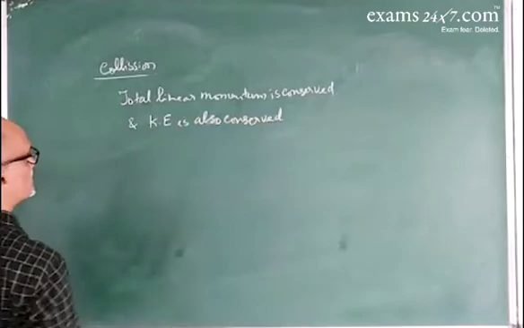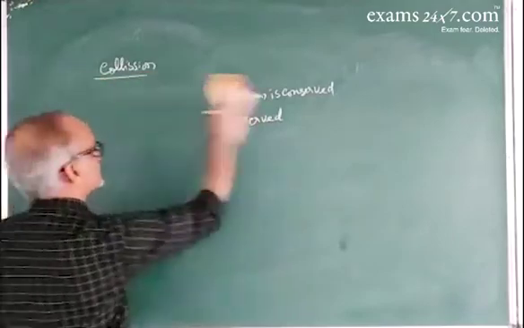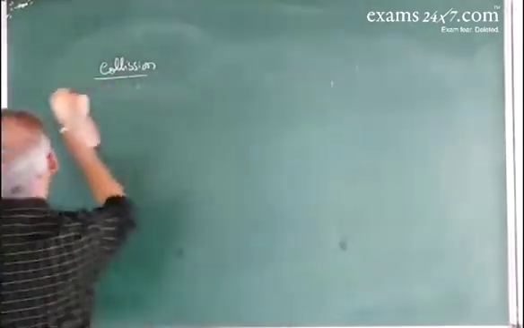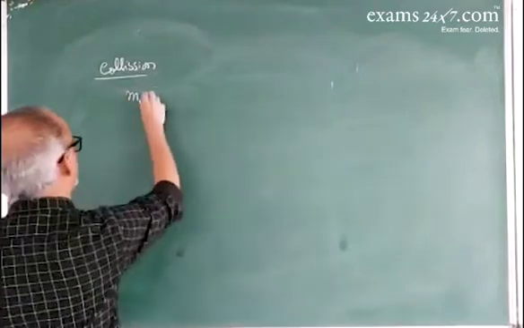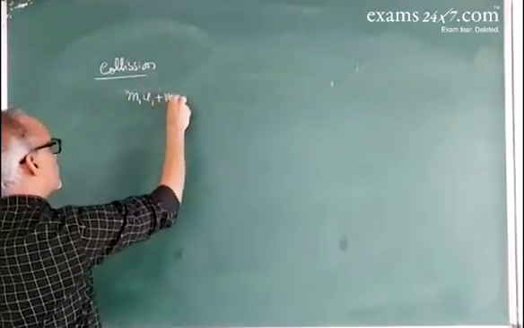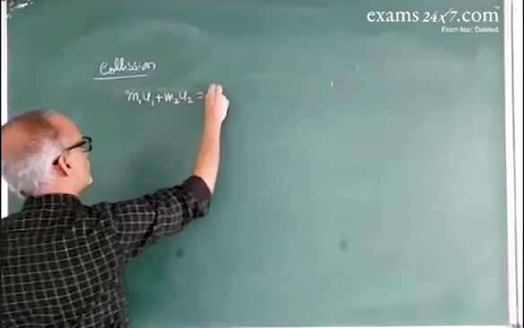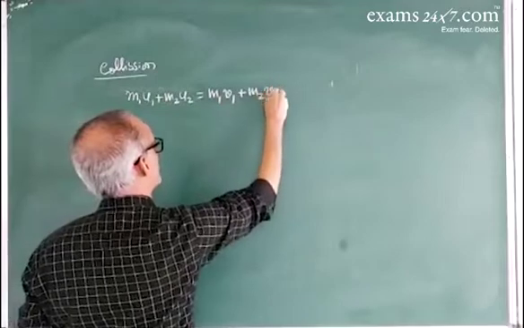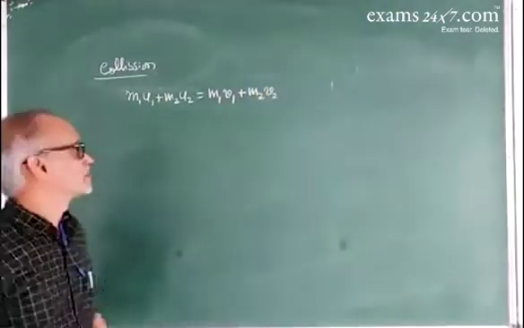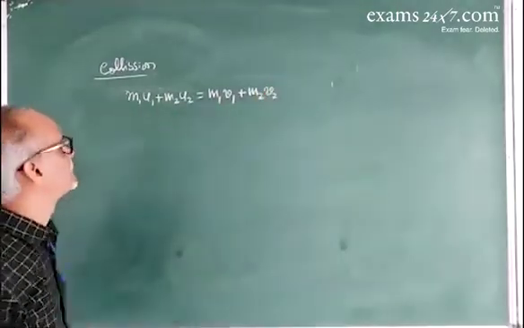And if I consider a two body system, when the momentum is conserved, we can make use of the law of conservation of momentum, which is m1u1 plus m2u2 is equal to m1v1 plus m2v2. This is based on the law of conservation of momentum.